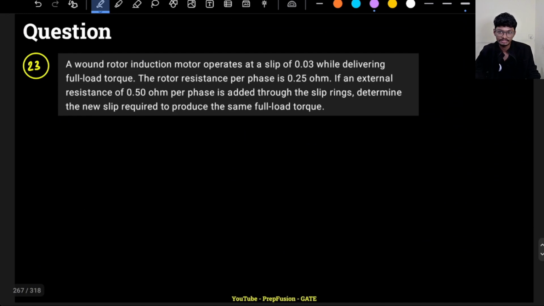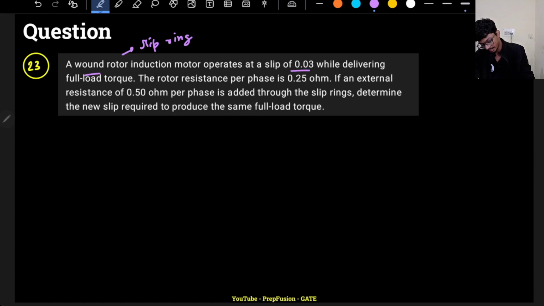So let's solve this 23rd question. We have a wound rotor induction motor, and wound rotor means it is a slip ring, sometimes also called slip ring. It operates at a slip of 0.03, so it is operating in the low slip region, while delivering full load torque. So slip s full load is 0.03, and I'm delivering full load torque TFL.